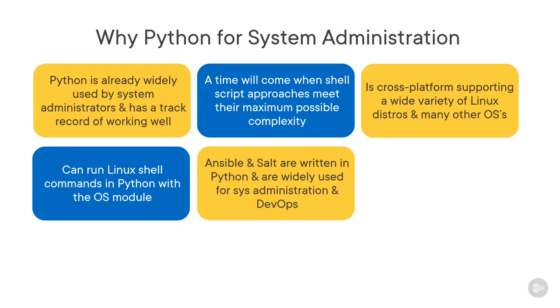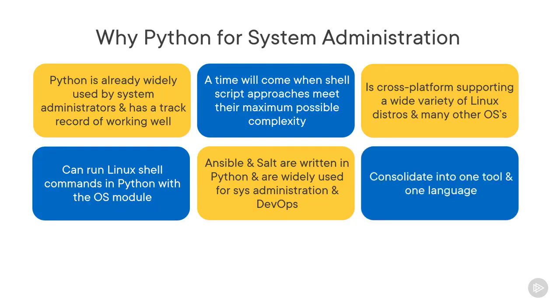And then there's Ansible and Salt, which are widely used by DevOps engineers and system administrators. And both of those were written on Python. And again, those are already widely used out there in production environments today. And by moving to something like Python, you can go ahead and consolidate from many tools and languages into one tool and language and help standardize there.